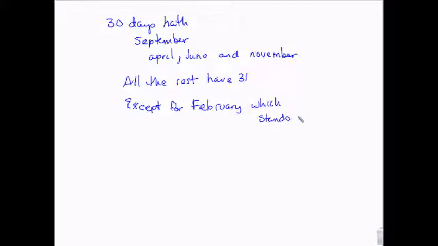That's really sad. So it was 30 days, half September, April, June, and November. All the rest have 31 except for February, which stands alone. That's the poem I learned. So if you learn that September, April, June, and November, those 4 months are the 30 days, all the rest of them are 31. So you just need to memorize those 4. Well, and February, of course, is short.